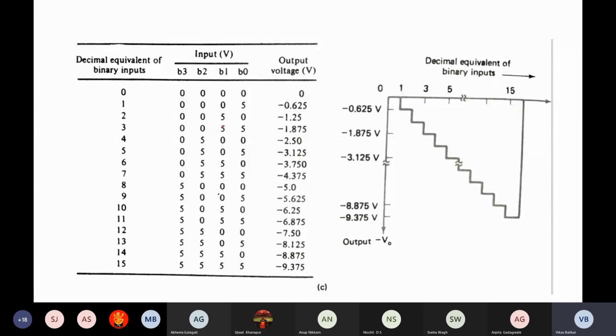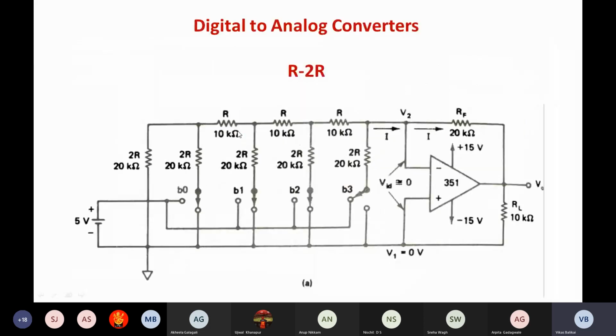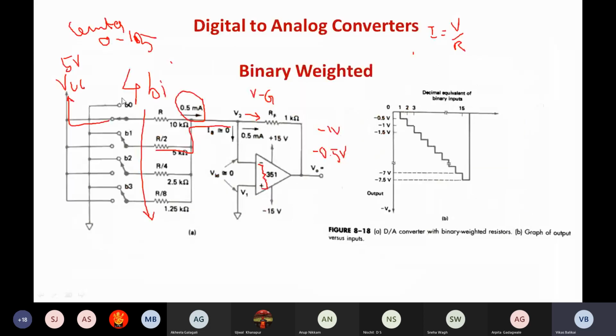0 0 1 1. So accordingly, this switch keeps on changing from open to close, open to close. So when a particular input bit has +5 volts, then the switch will be closed. When the input has 0 connected, that is ground connected, then it will be open.